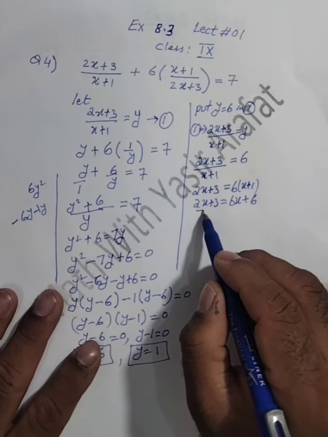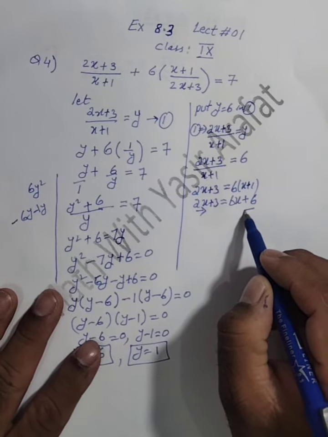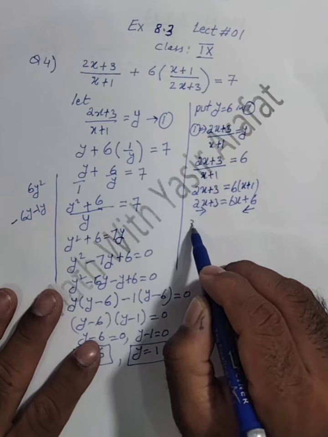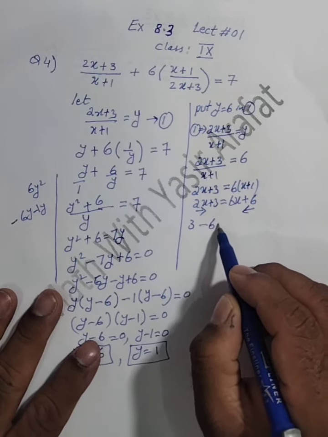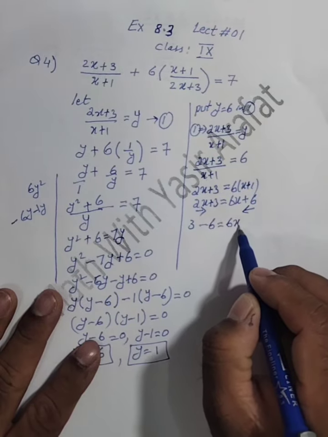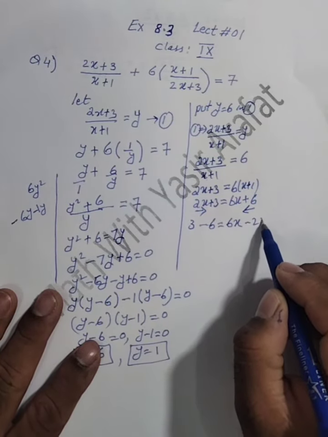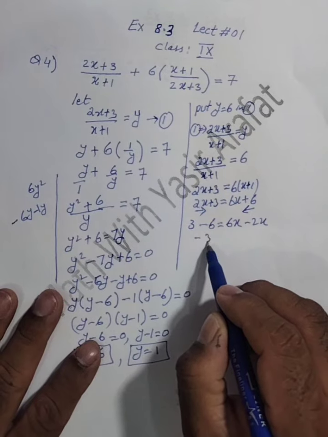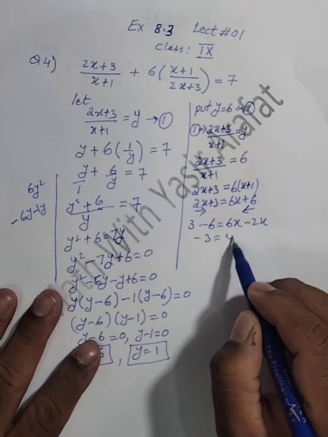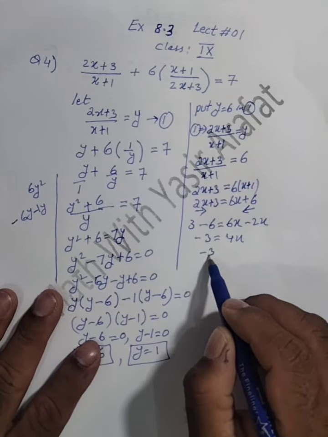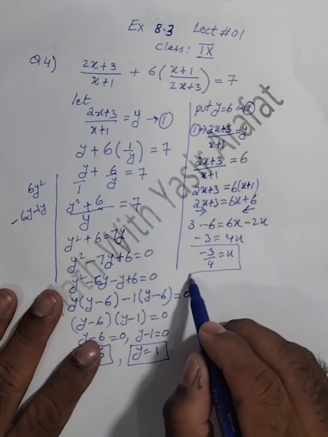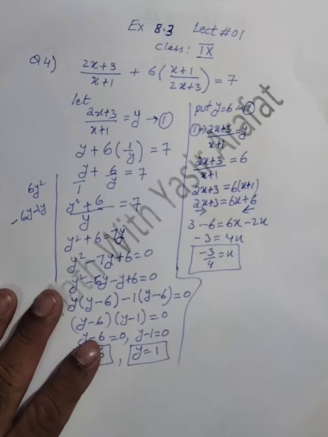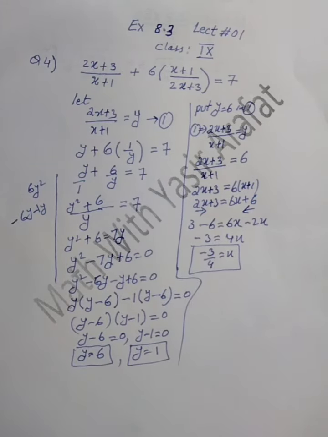Now we have to shift the variable, we have to separate the variable here. So this plus 6 we will shift to the left hand side, it will be minus 6. Minus 2x, minus 3, 4x, and this is equal to, x equals minus 3 upon 4.